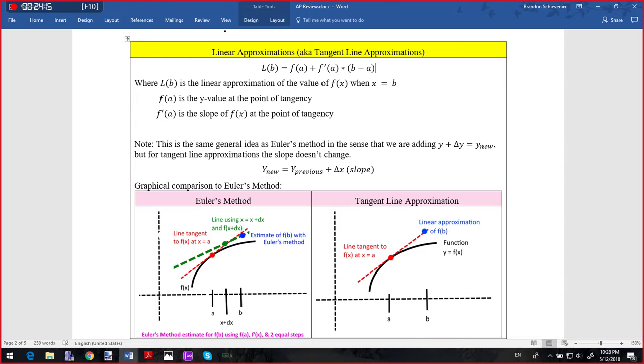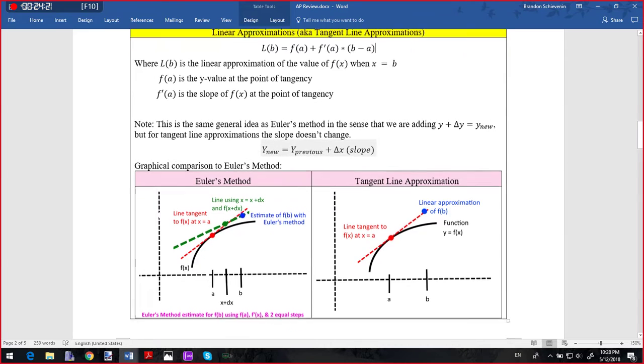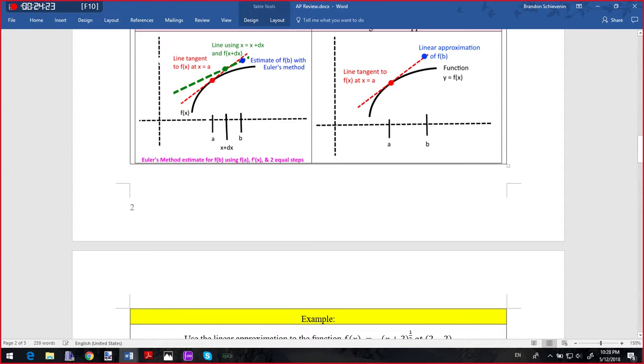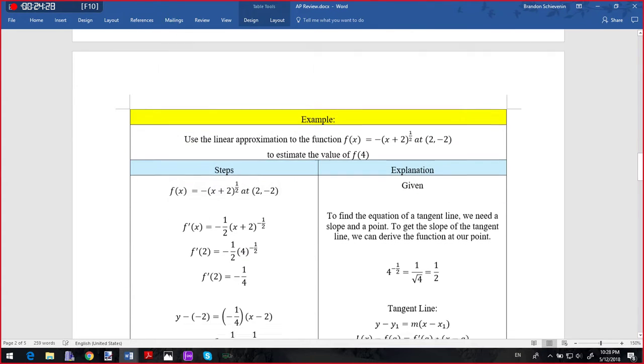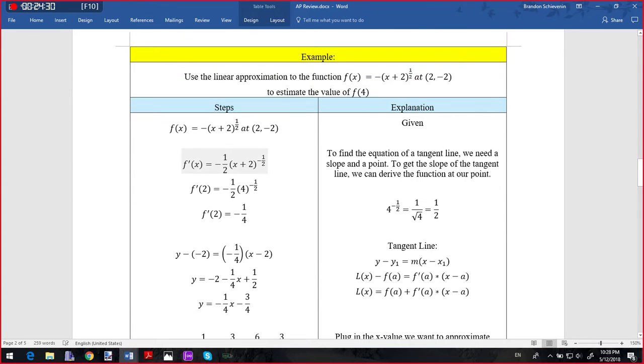Okay, I'm gonna show a problem really quick, and we'll see if that helps. This file's sent on the Skype chat already, and I'll send it again through WeChat, so you guys will have a copy of this one too. Okay, so what I'm going to do is get a linear approximation to the function f of x equals negative x plus 2 to the 1/2 power at the point 2, negative 2. So the first thing I'm going to do is get an equation of a tangent line.